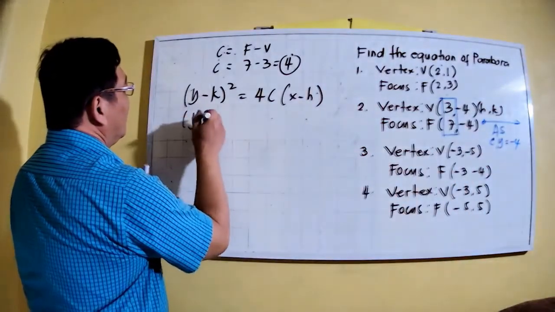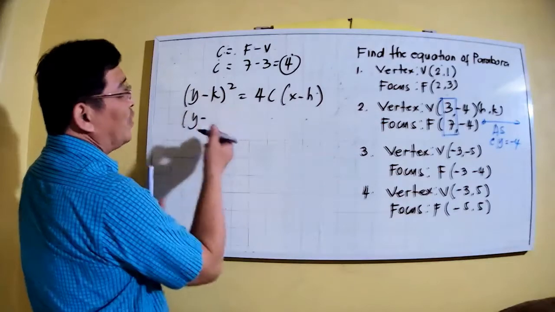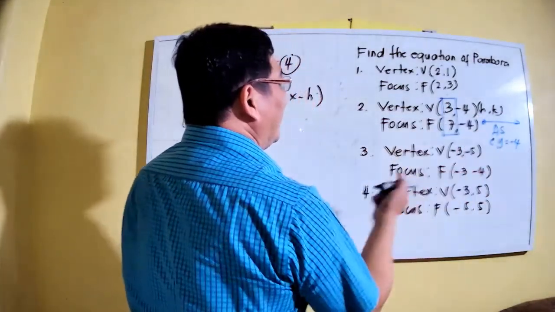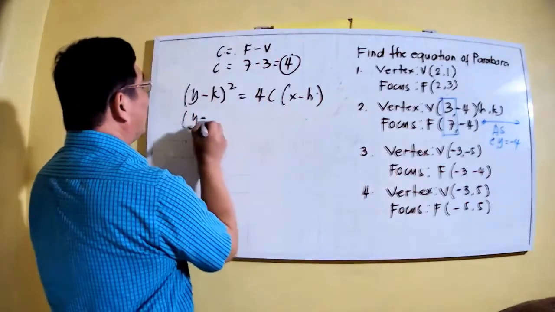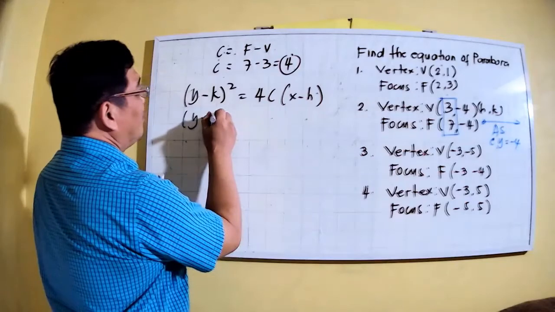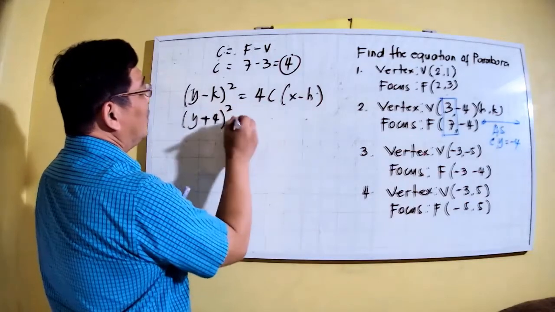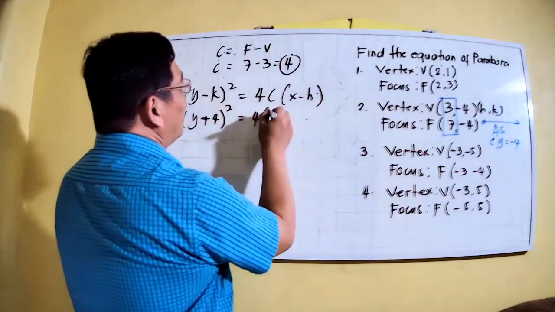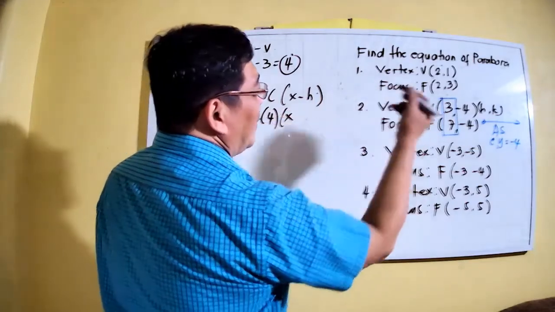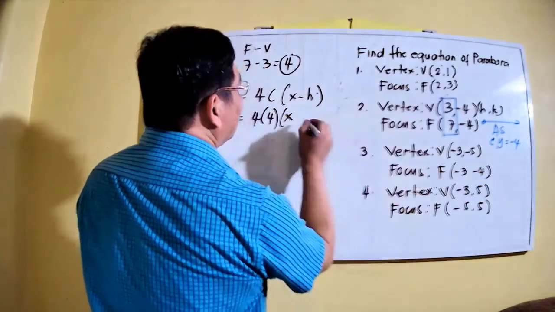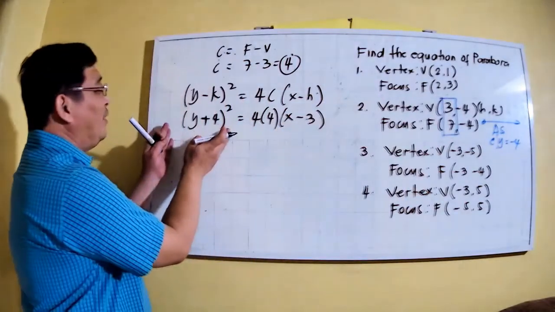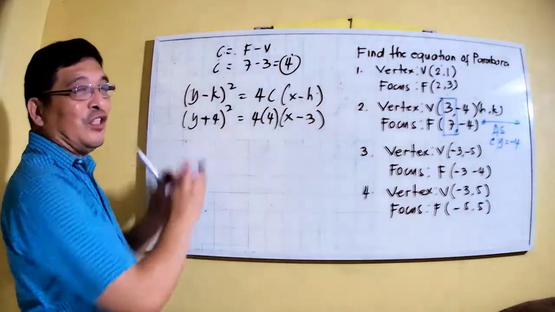So h, k is equals to, what is k? Is negative 4. So if that is negative, here is positive at the equation. Positive 4, y plus 4 squared is equals to 4 times 4 times x minus h. H is 3, minus 3. And then simplify this y plus 4 using FOIL method.